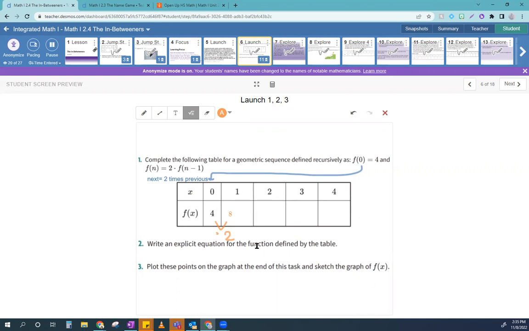Oh, en español también. 8. Very good. All right. So someone says, hey, Miss Johnson, I know how to do this. This is going to be 16. This is going to be 32. And this is going to be 64. Miss Johnson, where are you getting all these numbers?